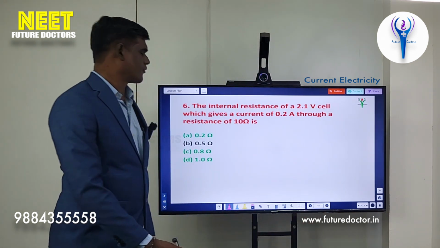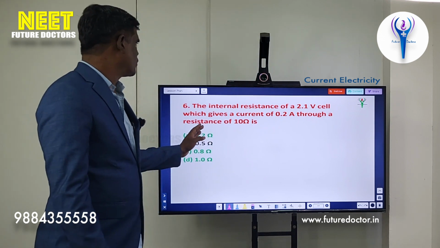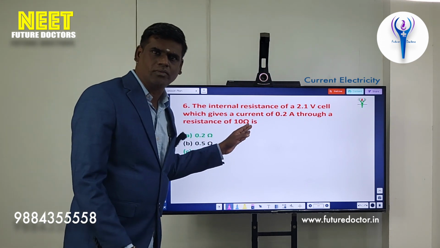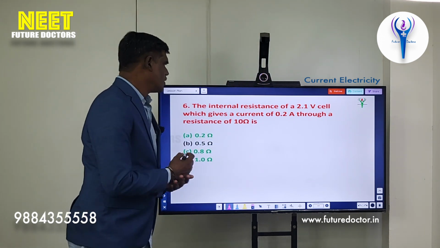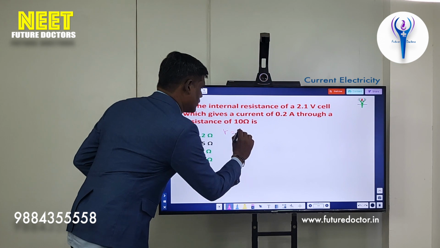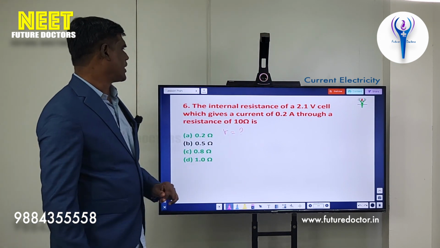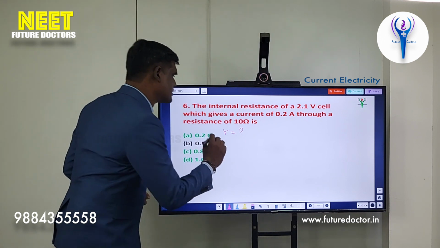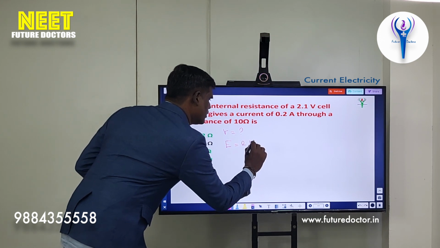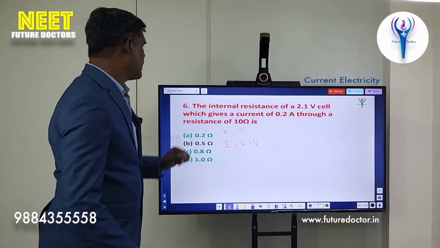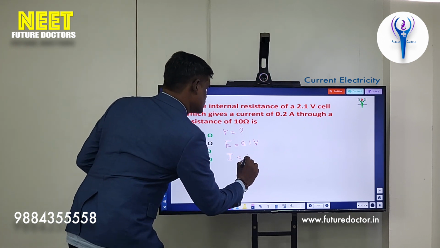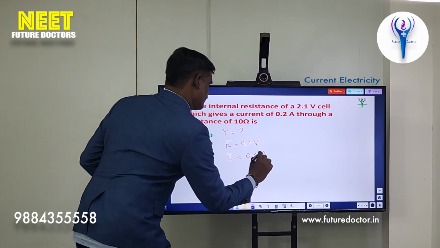Sixth problem. The internal resistance of a 2.1-volt cell which gives a current of 0.2 ampere through a resistance of 10 ohm is dash. So here, what do you want to find? Internal resistance, denoted by the symbol small r. And what's the given data? A 2.1 volt cell, that is EMF E equal to 2.1 volts. And current I equal to 0.2 ampere.